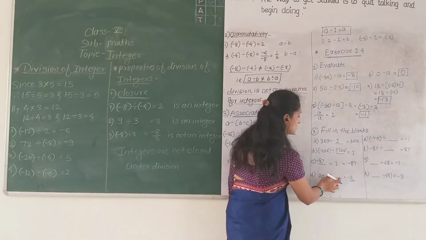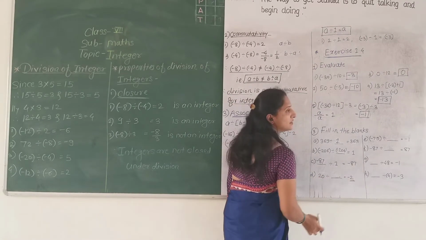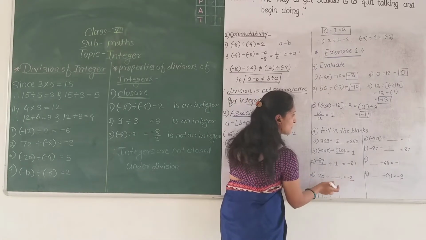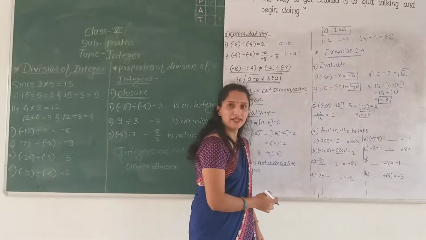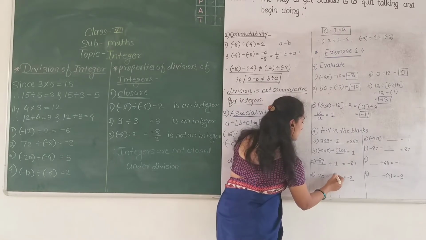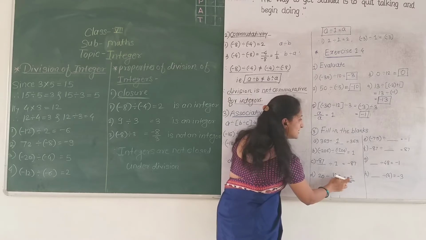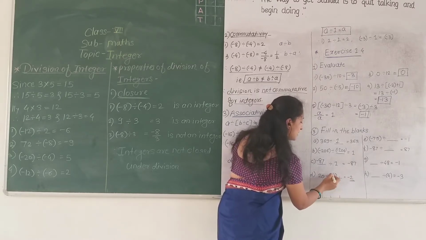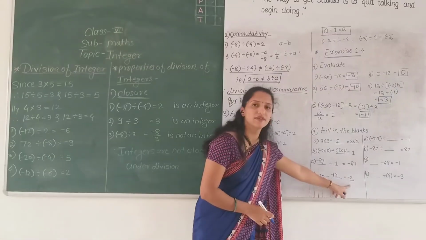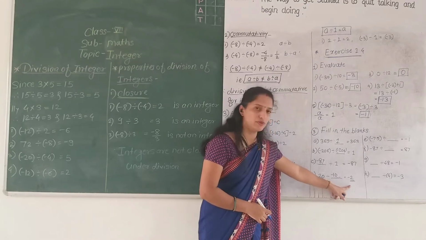20 divided by dash dash is equal to negative 2. Now the answer is negative 2. Okay. So we know that 10 2s are 20. But the answer is negative, so one of the integers is negative. That's why here, 20 divided by negative 10 will give you the answer negative 2.